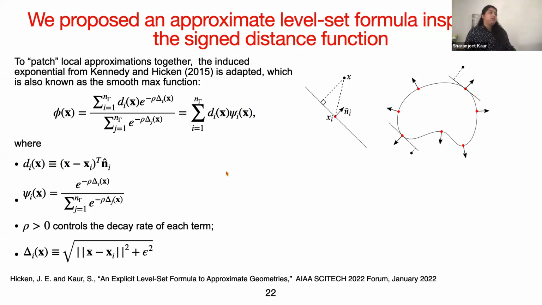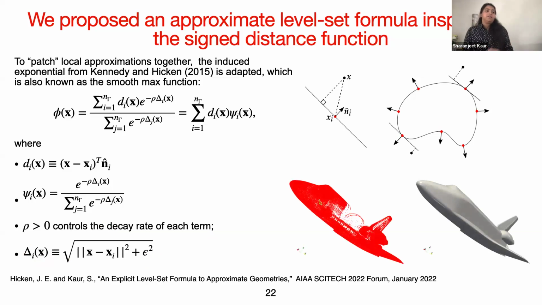For more details, you can check out the paper. We call these psi the basis functions. Here rho is the penalty parameter that controls the decay rate of each term. And the ratio rho by N_gamma, where N_gamma is the number of boundary points, will be important further when we want to test the approximation accuracy. And here we are regularizing this distance to avoid numerical errors, where epsilon is of order 10 to the minus 5. Although I will be sticking to the airfoil case here, here is an example of how we can use our level set function to represent the space shuttle geometry.